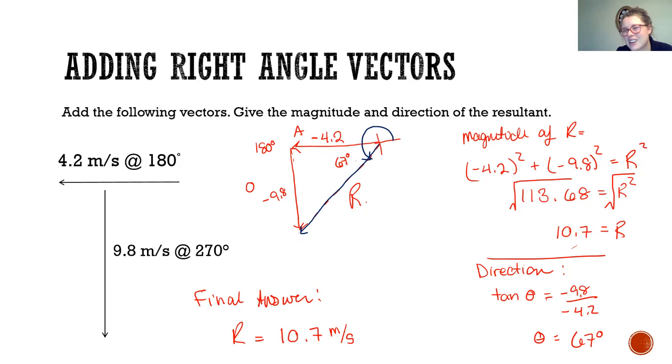So we have to kind of correct our angles. We can only draw a triangle. We can't do a full circle. So we have to think about the parts of the circle that are missing for it in our equation. So we're 10.7 meters per second at 247.